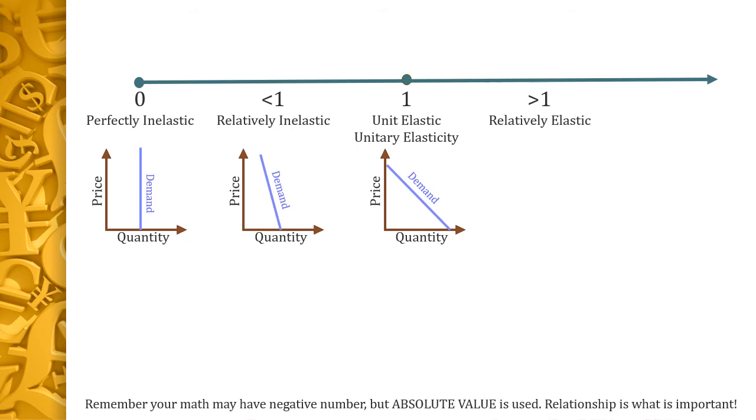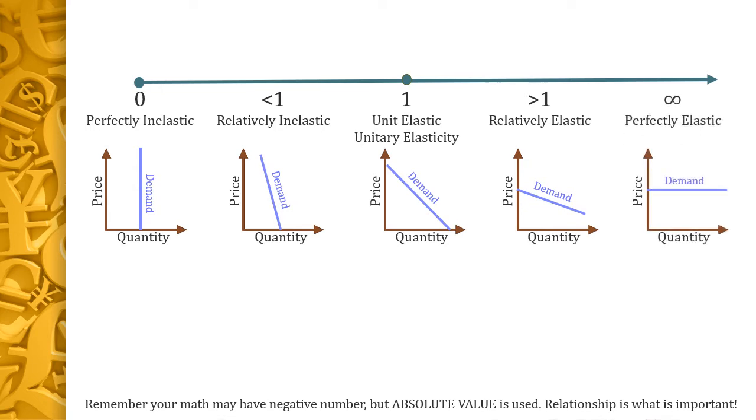Anything that's going to be over a 1 is going to be relatively elastic, and we should see a line like this. Now, one thing you might notice is that this line is beginning to move upward, and at some point we would actually get to perfect elasticity where we would have a straight line. Now, I'm telling you right now, that is going to be pretty far out because that's the infinity symbol.